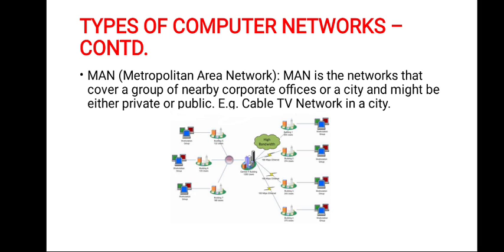The word metropolitan itself says that this network is going to be spread all over a city, at most, or we can say across several corporate offices of a city. So one office itself may have a LAN, then another office may have another LAN, and together they all are connected using a MAN. An example of a metropolitan area network is a cable TV network available in the city.